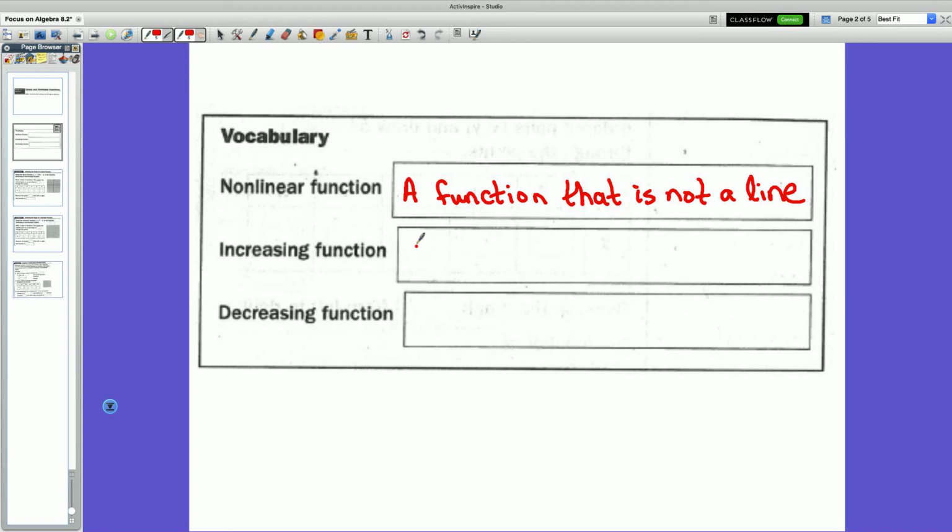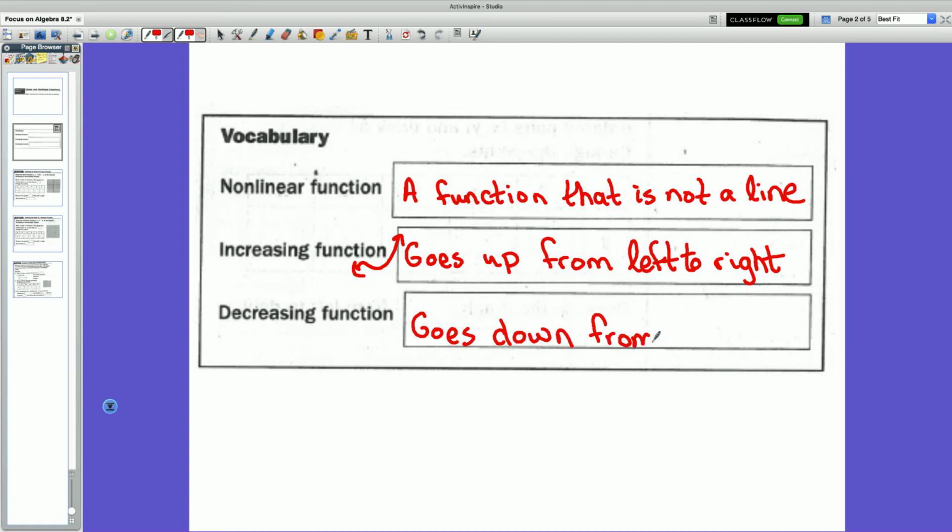Increasing function goes up from left to right. Right? We read from left to right, so when we talk about increasing or decreasing, we have to look at the graph from left to right. So increasing goes up, so it's going to look something like that, right? It's going uphill, okay?